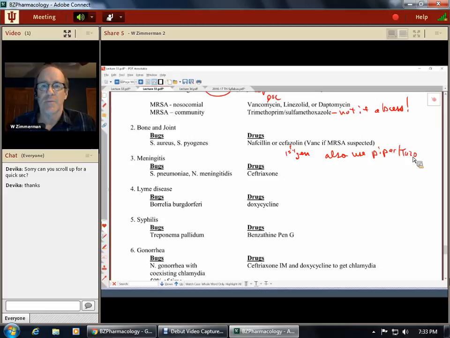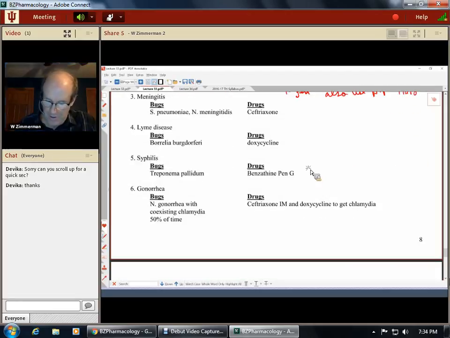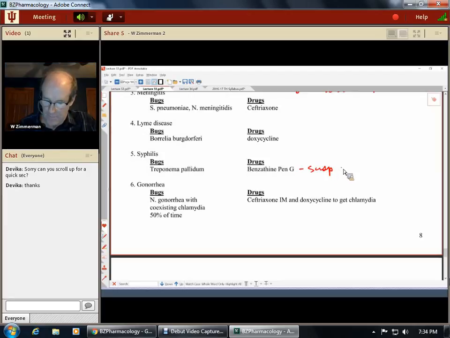Strep pneumoniae, Neisseria. That's for the simplest, ceftriaxone. You can use some other things. The Neisseria, you can even use penicillin G, but ceftriaxone generally gets used. Doxycycline gets used for the Lyme disease. Benzathine pen G, this was the suspension with a long duration of action of pen G. So it's a suspension form of pen G, but it's the drug of choice for treating syphilis.